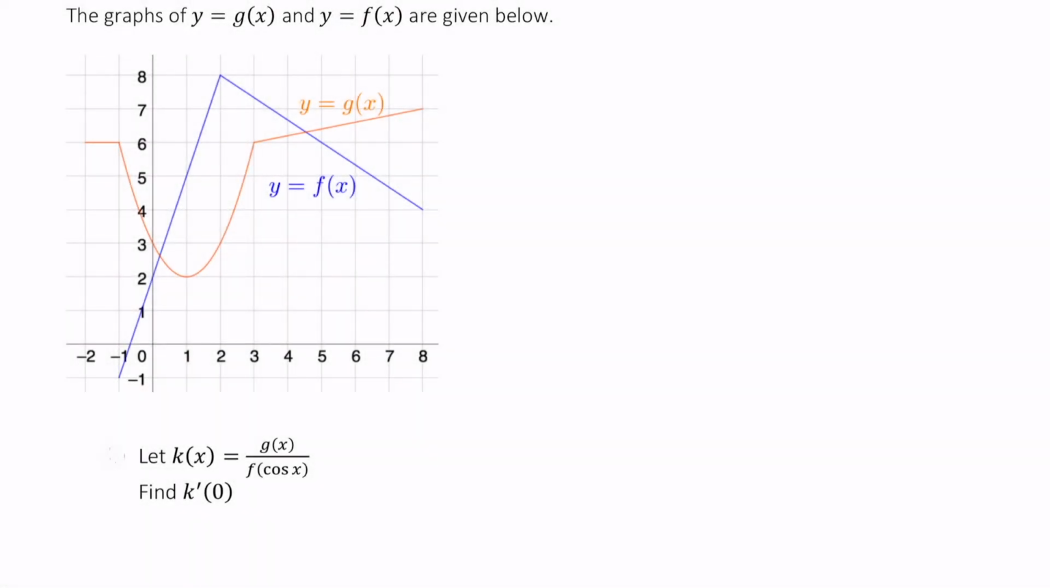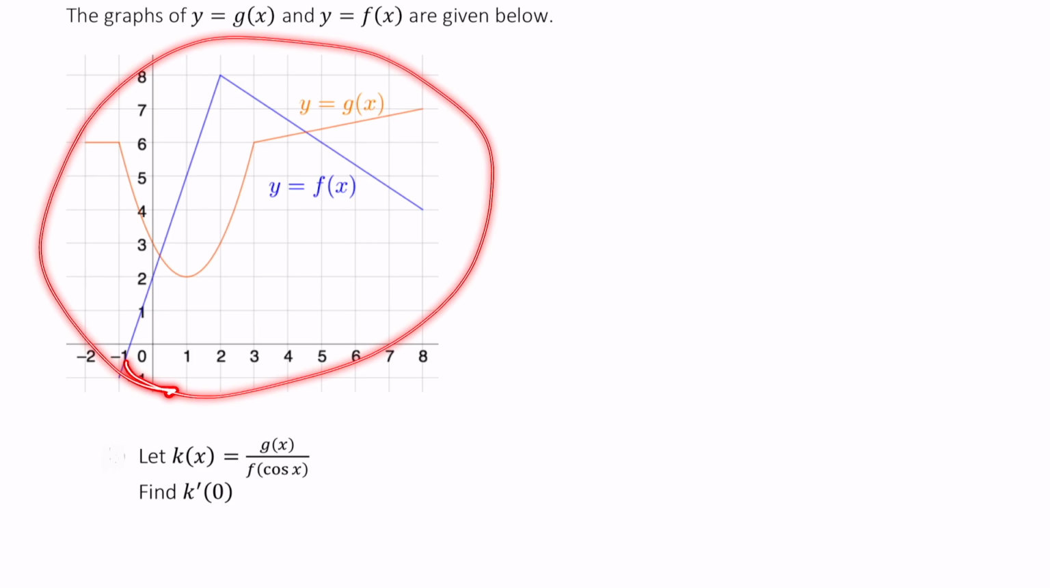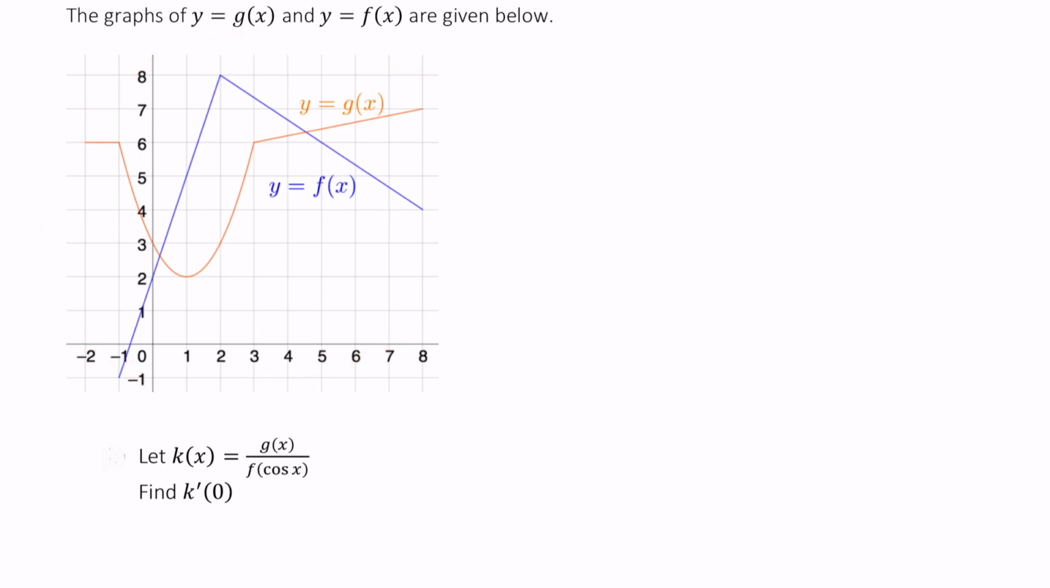Welcome. In this video, we're going to use this graph given here to find the derivative of the function k evaluated at 0, given that k is defined as g divided by f of cosine of x, and the differentiable functions here, g and f, are pictured. Well, differentiable at most spots. Clearly not here or here or here.